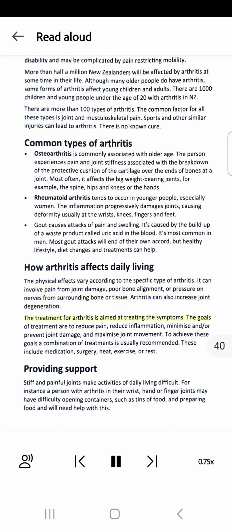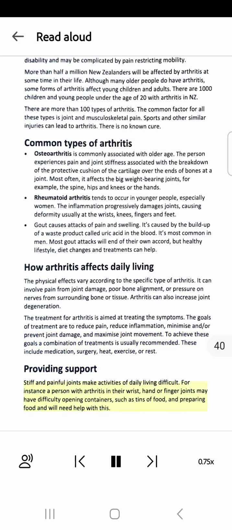The treatment for arthritis is aimed at treating the symptoms. The goals of treatment are to reduce pain, reduce inflammation, minimize and/or prevent joint damage, and maximize joint movement. To achieve these goals, a combination of treatments is usually recommended. These include medication, surgery, heat, exercise, or rest.